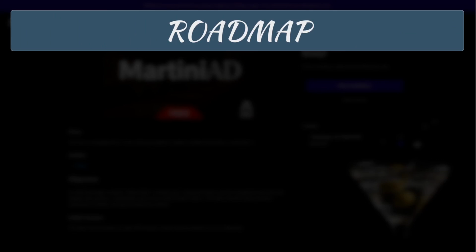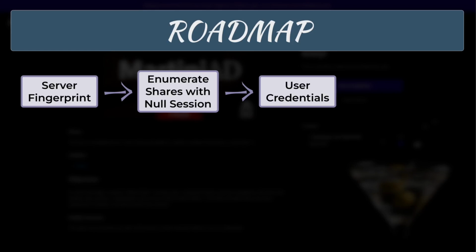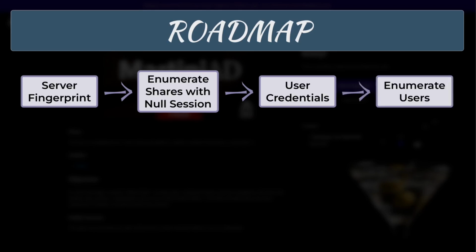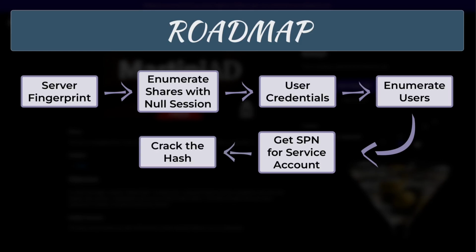For this box, I started with some Nmap scans, and from the results it was clear that the server could have some misconfigurations in place. So I ended up enumerating shares with a null session, and that revealed a document containing user credentials. From there, I was able to enumerate users and found a user account with a registered SPN. I did a Kerberoasting attack to retrieve the account hash, which I cracked using Hashcat.